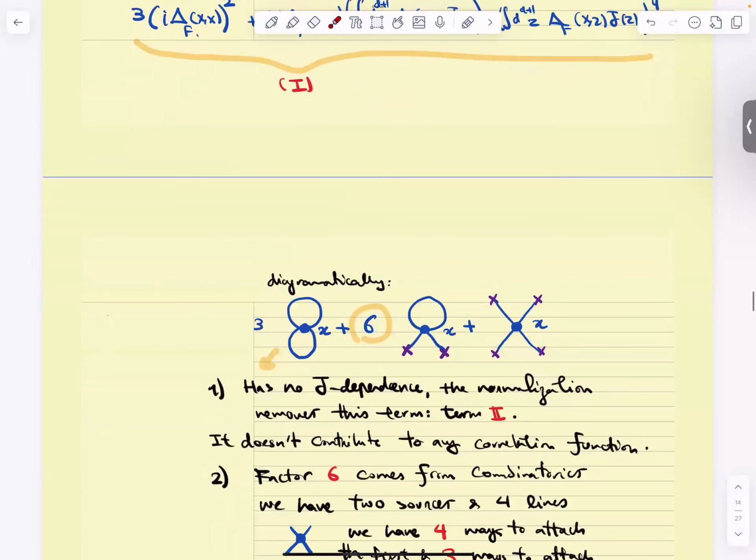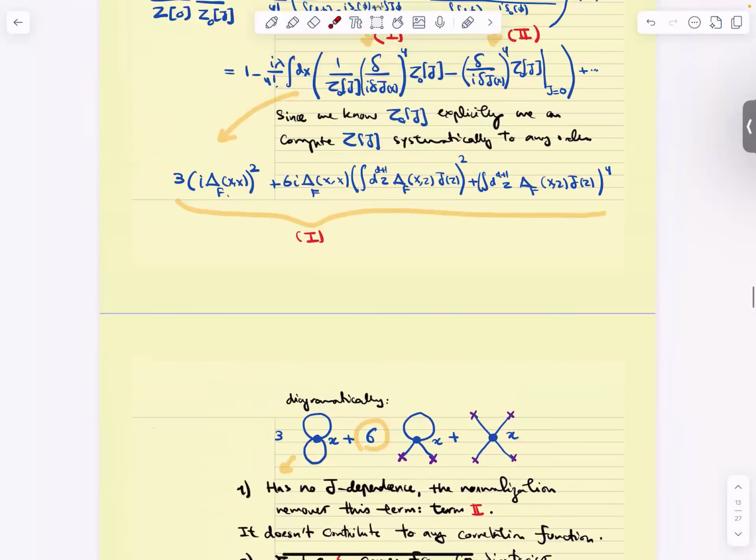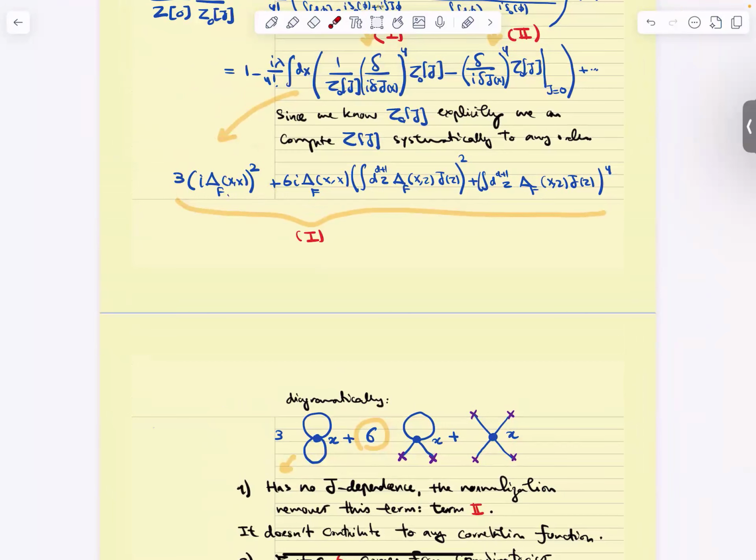All right. The first term has no J dependence. This term also has no J dependence. It turns out that these cancel to all orders. That's not actually a surprise. It was obvious by construction that this is guaranteed. So this term goes away.